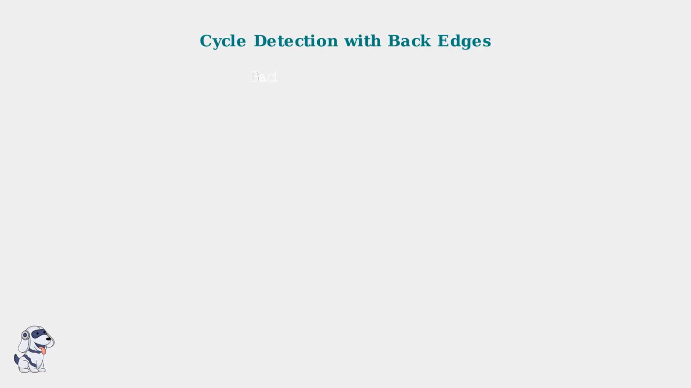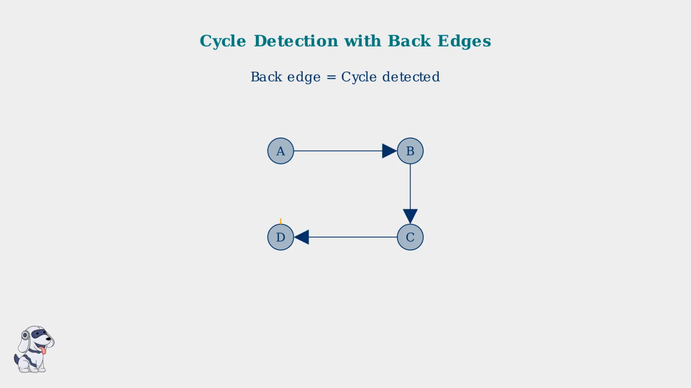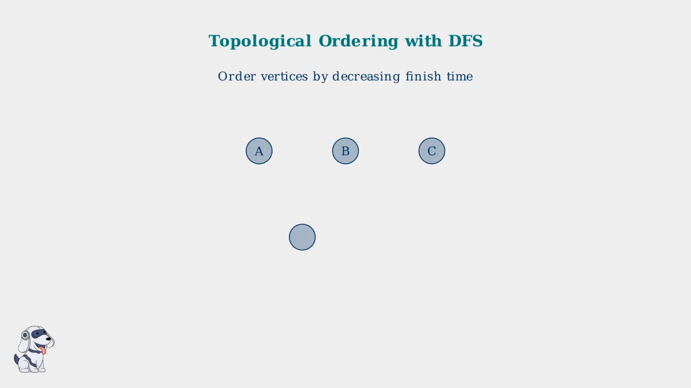One of the most important applications of edge classification is cycle detection. When DFS encounters a back edge, it indicates the presence of a cycle in the graph. This is because back edges create a path from a vertex back to one of its ancestors, forming a closed loop. DFS can generate a topological ordering of a directed acyclic graph. In topological ordering, vertices are arranged so that for every directed edge from vertex U to vertex V, U appears before V in the ordering. This is achieved by recording the finishing times during DFS traversal.